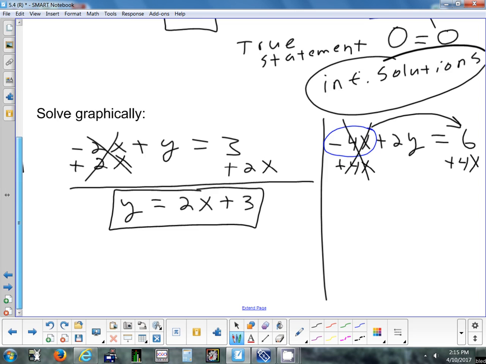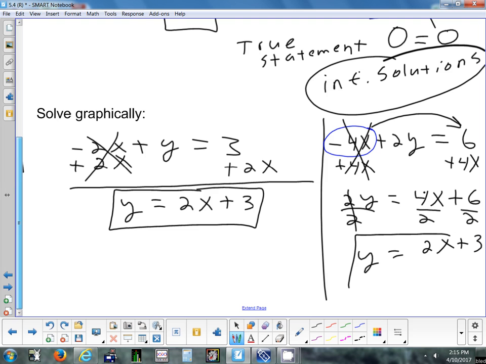Okay, what does that give me? Good. 2y equals 4x plus 6. I like the order she put that in. Now that doesn't look the same as what I have on the left. We still didn't get y by itself. We've got to divide everything by 2. What's 2y divided by 2? y. Equals 2x plus 3. And then 4 divided by 2 is 2. 6 divided by 2 is 3.